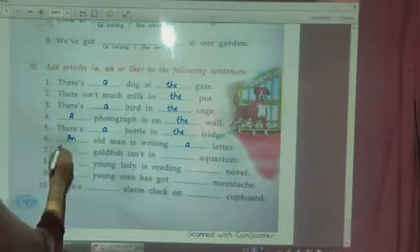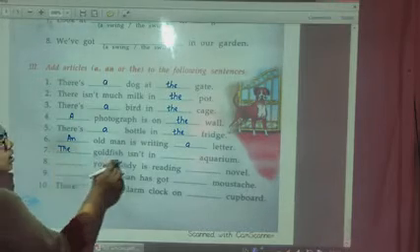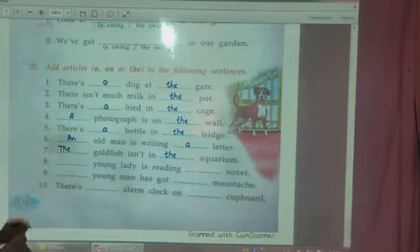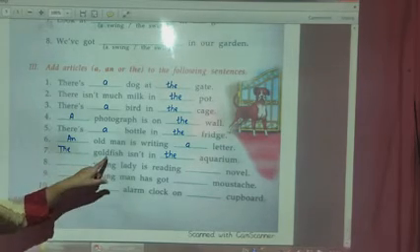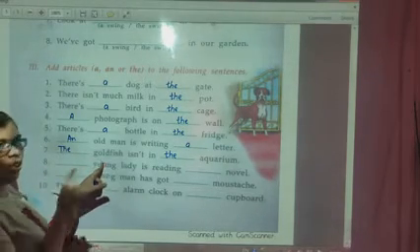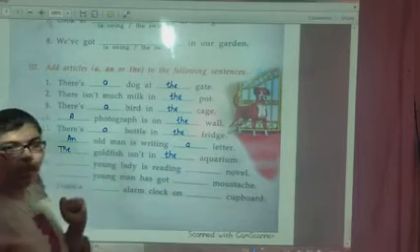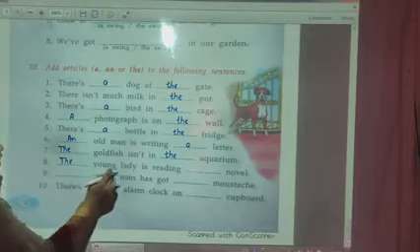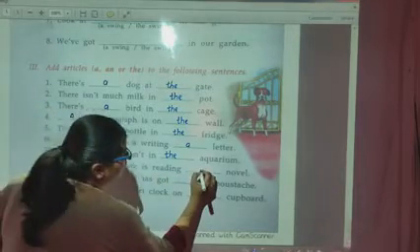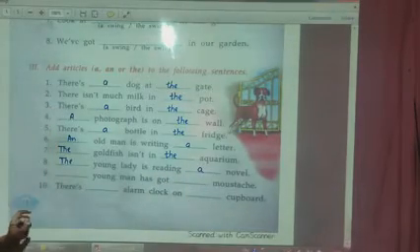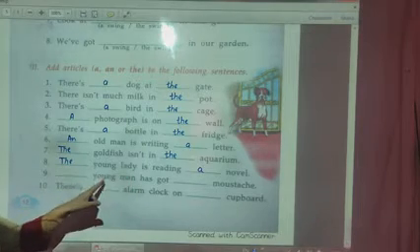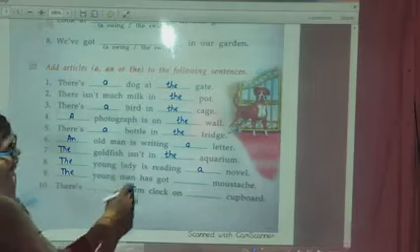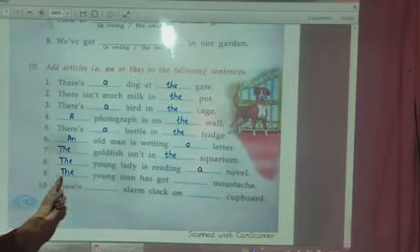The goldfish isn't in the aquarium. Why the? Only a particular goldfish and a particular aquarium. Okay. The young lady is reading a novel. Young lady, particular young lady. So the young man, particular young man.